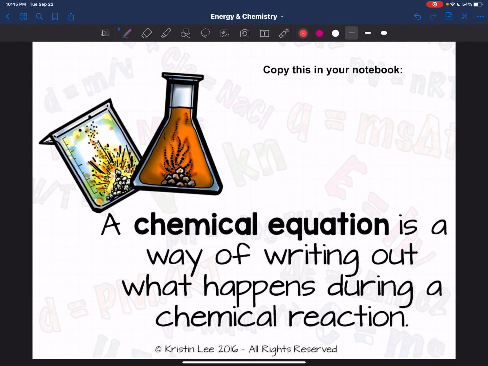Let's go ahead and get started with our notes. First off, copy this in your notebook. A chemical equation is a way of writing out what's happening during a chemical reaction. You've seen experiments, you've seen things happen, you've observed them, but now we're actually taking the elements and atoms, figuring out what's happening, and writing an actual equation on paper that represents it.